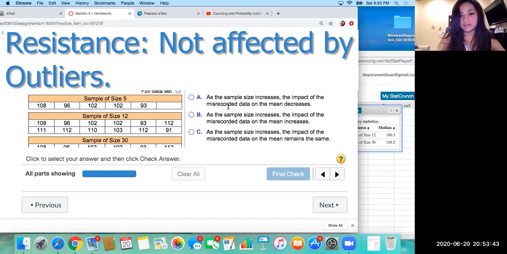The number of observations, placing resistance.